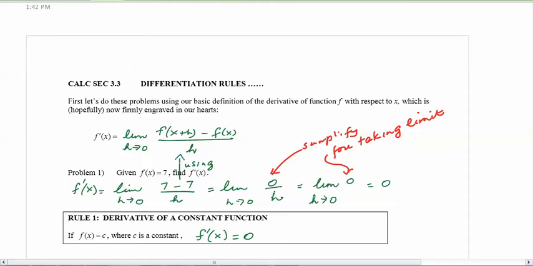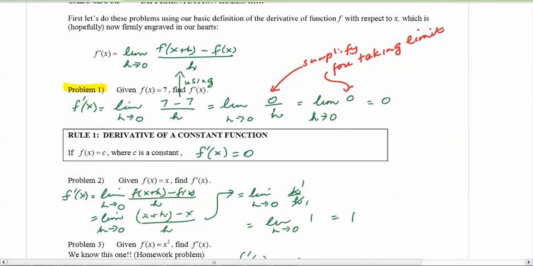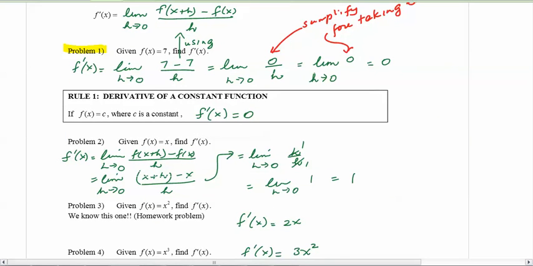We started off with problem 1, which was the derivative of a constant function. We were expecting the answer 0 because y equals 7 in this case is a horizontal line, and the slope of that is going to be 0. We then went on to find the derivative of x, and again we expected an answer that we got of 1 because that's a straight line with a slope of 1.